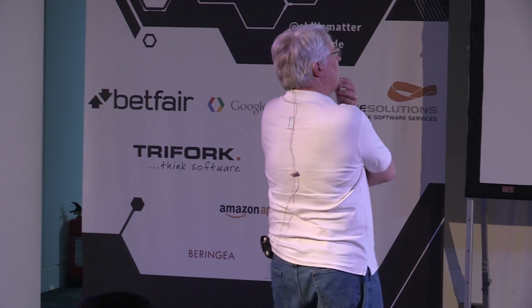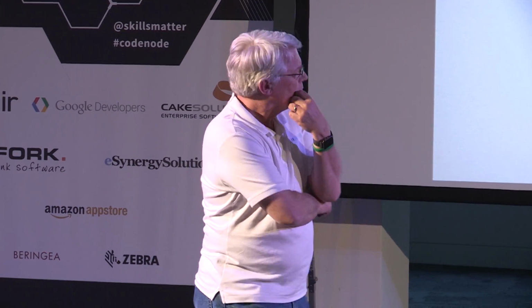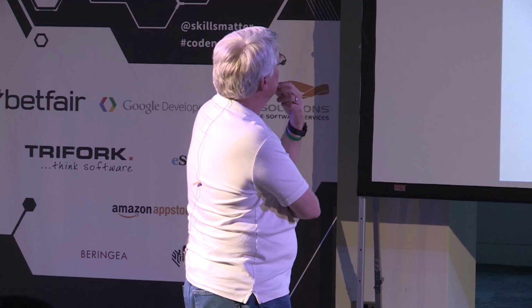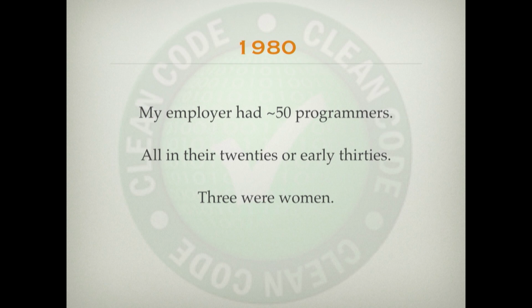At my first job, there were about 24 programmers, most of them in their 30s or 40s, and half of them were women. That was at that place where I was doing COBOL. But 10 years later, my employer had 50 programmers, all of us in our 20s or early 30s. 3 of them were women at that time. And that ratio stayed roughly about that, didn't it, James?